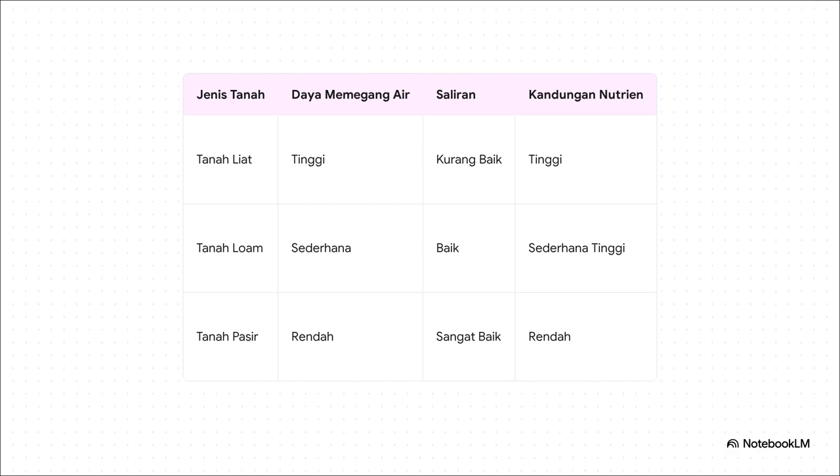Then you have the complete opposite, sand. The particles are bigger and looser, so water and nutrients just slip right through. And right in that sweet spot, the one that's just perfect for farming, that's loam. It's the ideal balance of everything.